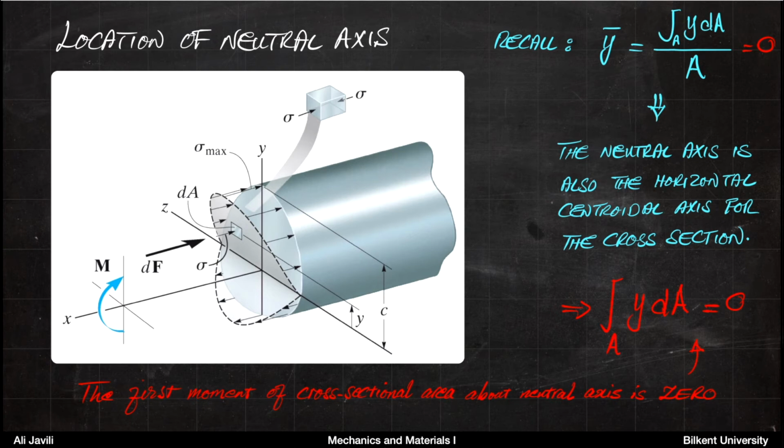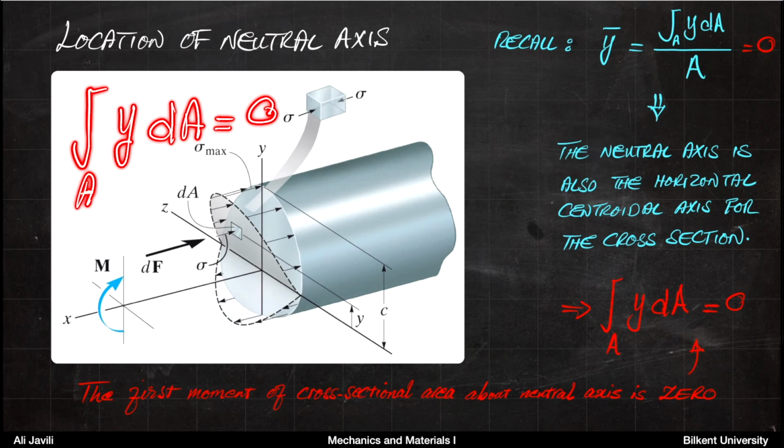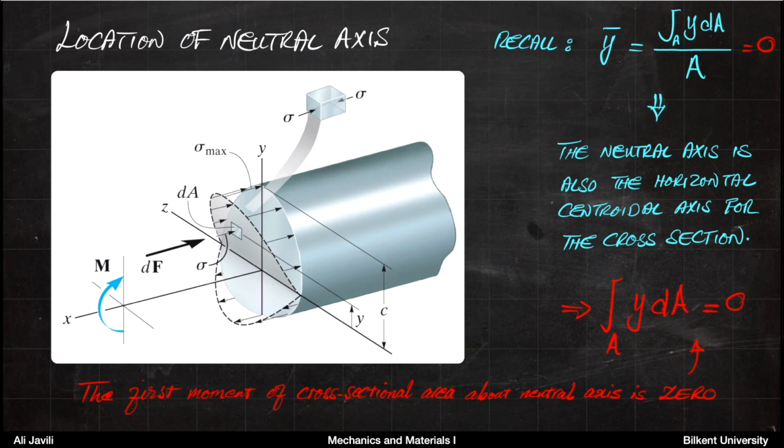Okay, so from this formula, now we know where the neutral axis is. So you can calculate the integral of y dA, set it to 0, and calculate the location of the neutral axis, or otherwise you can just say the neutral axis is on the centroid of the cross section. So if you have a symmetric cross section like a square or circle, it's exactly the center, as you know. If it is more complex, you can still calculate where the centroid is.